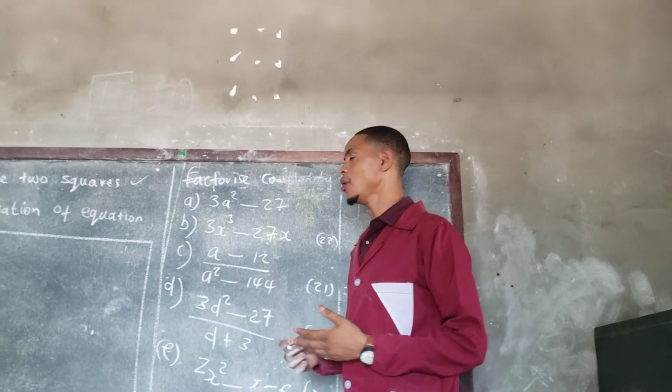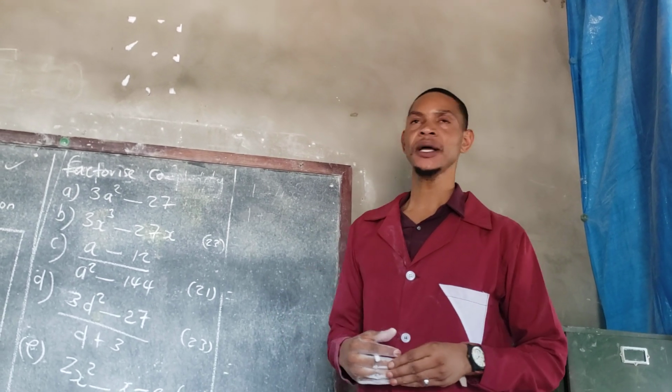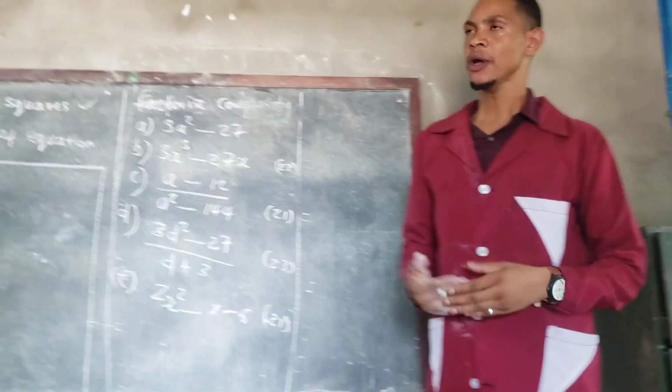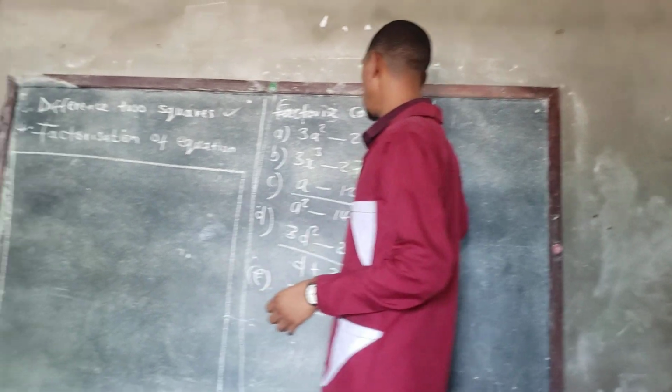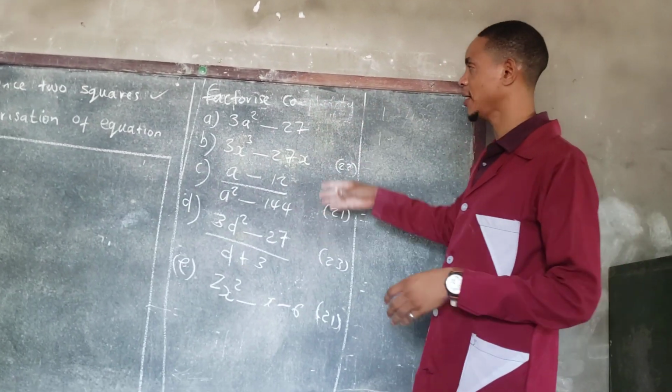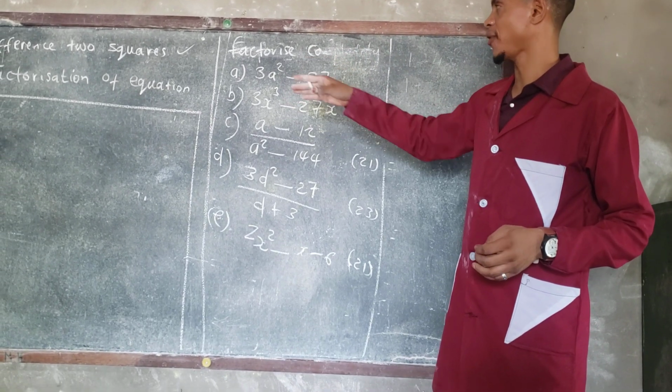So they are telling you that a square number is multiplied by itself. But we will look at that later when we come to indices. For now, let me teach you how to factorize completely expressions that have to do with the difference of two squares.